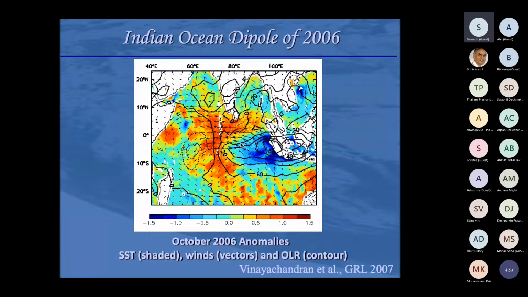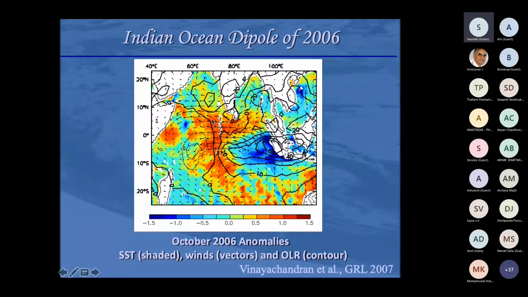In this example, I'm going to show you how we use this to study the Indian Ocean dipole of 2006. This is a description of the IOD during 2006. In October 2006, we had very cold sea surface anomalies on the eastern side of the Indian Ocean that went as much as 1.5 degrees. At the same time, the western side was warmer. The SSTs are shown by shading.